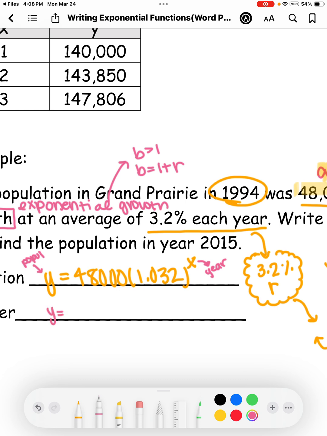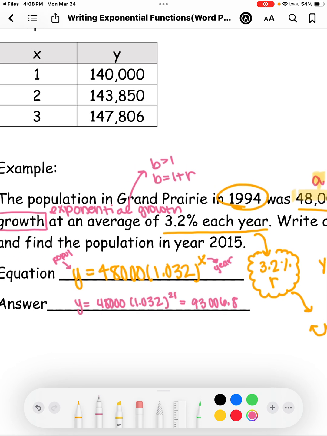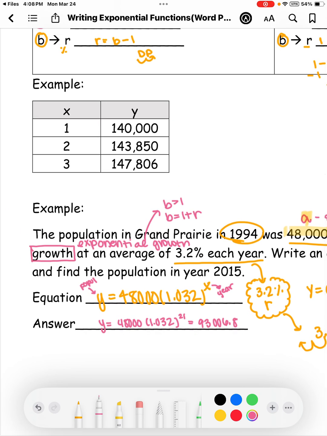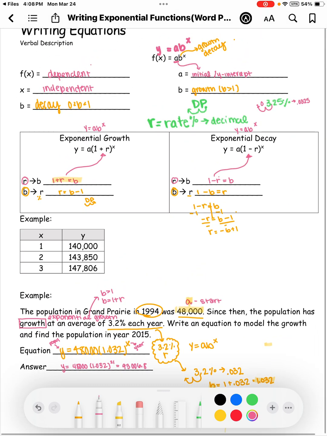Okay, so 48,000 times 1.032 to the power of 21. Put that in the calculator. Don't wait for me to do it. Pause the video. Go put it in the calculator. Do the math. You already know. Okay, and that would be 93,000.8. Now we're just going to leave it like that. I don't feel like thinking about rounding, but the question would tell you what to round to, okay? Okay, so pause. Make sure you got all this beautiful work.